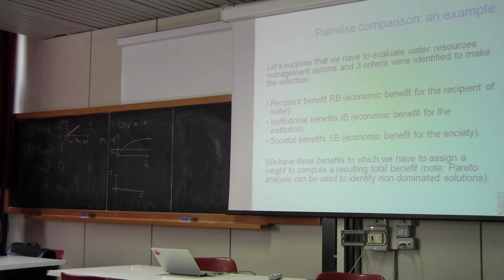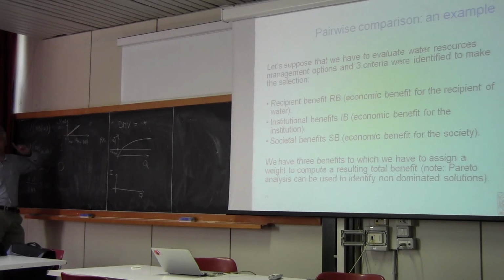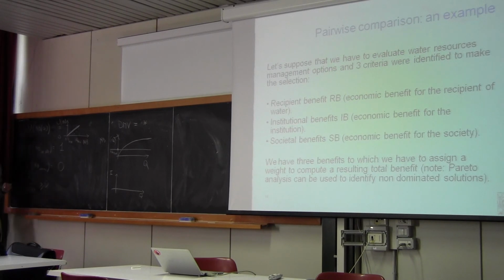Now, first of all, let me anticipate, I'm closing, that this function, I drew a linear function here, could be non-linear, it could be like this, or could be like this, as you want. The only condition that you have to satisfy is that the minimum is 0, the maximum is 1, and it's a not decreasing function of the benefit.